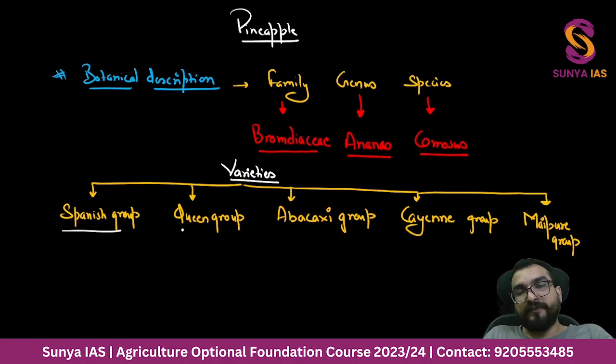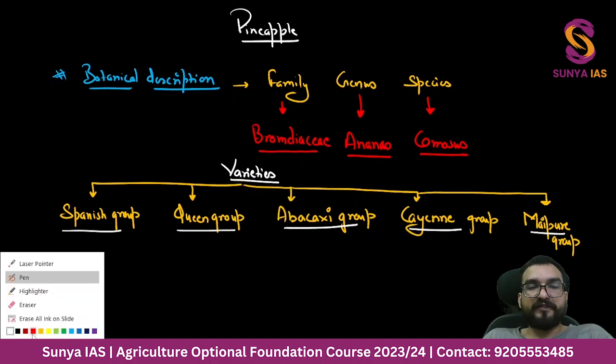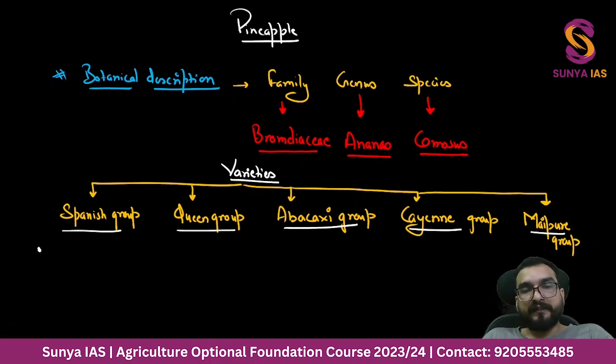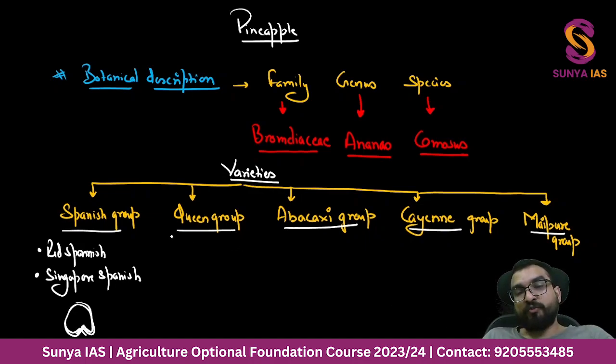So the Spanish group, Queen group, Abacaxi, Cayenne, and Mapure group. The example of the Spanish group is basically Red Spanish. Pause the video and search for these types of pineapples: Red Spanish pineapple and Singapore Spanish pineapple. What is the key feature of this type? They will have deep eyes. Deep eye means like this, you will see the shape. In the Queen group, you will find the variety like Queen.